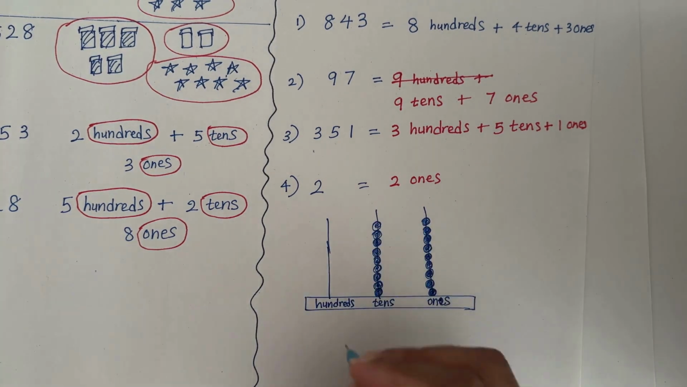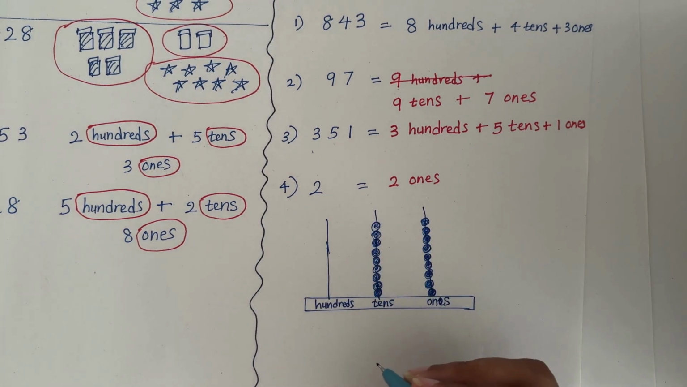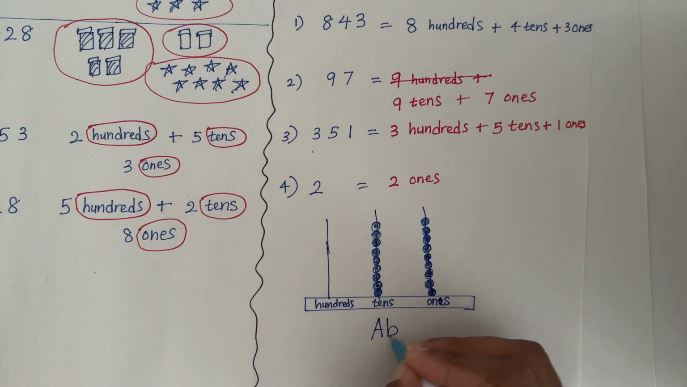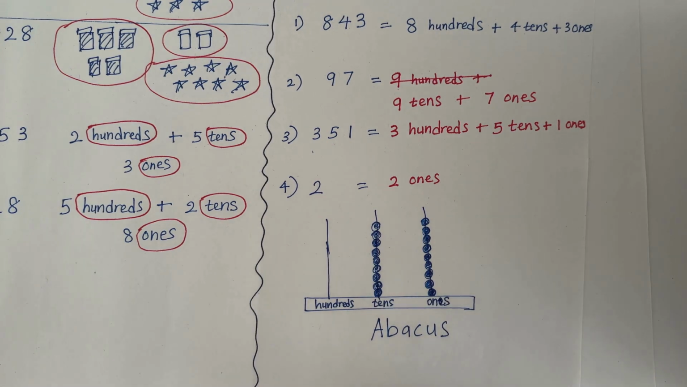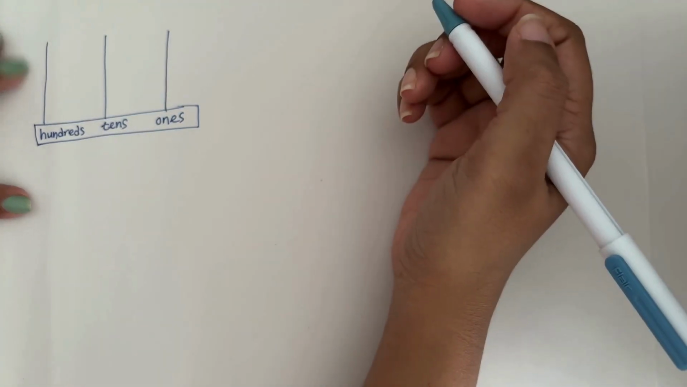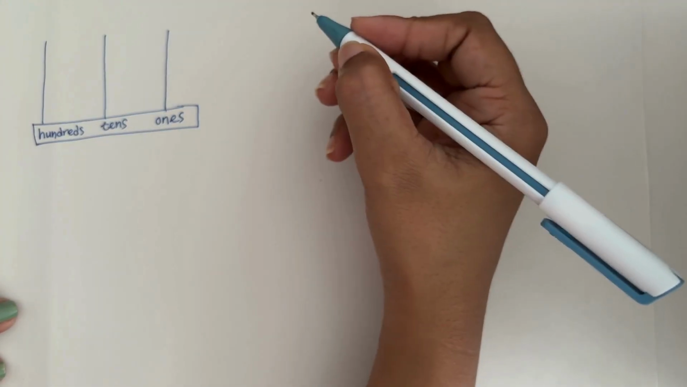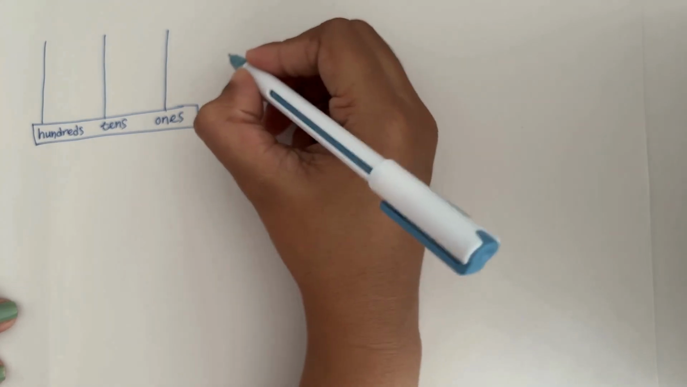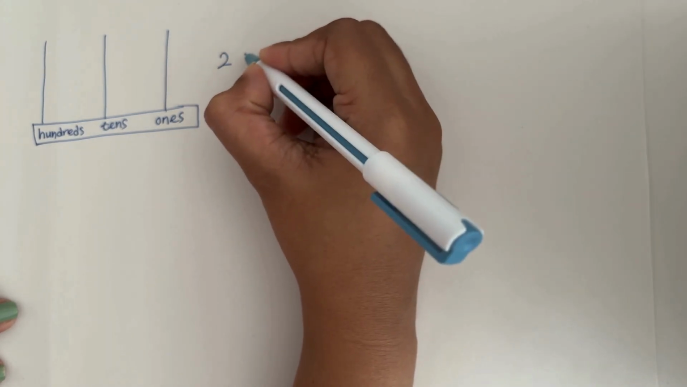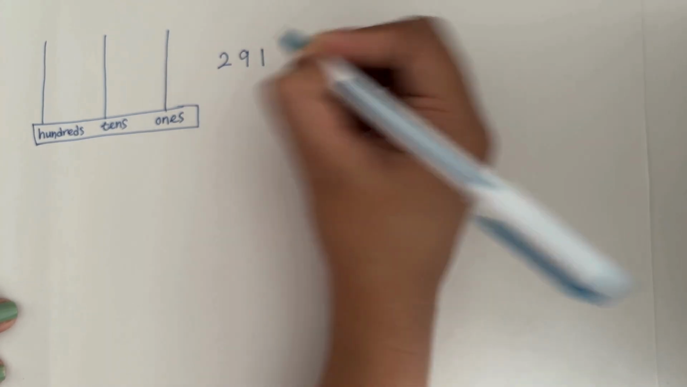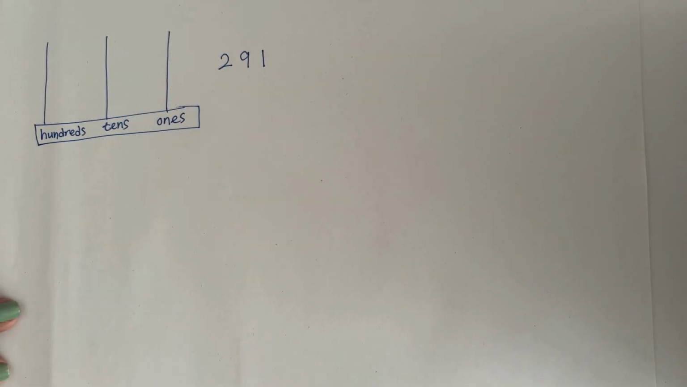So using this abacus we can represent various numbers. Okay, this is the abacus. So now, can you place the pebbles in the abacus for the value 291? So just try it.